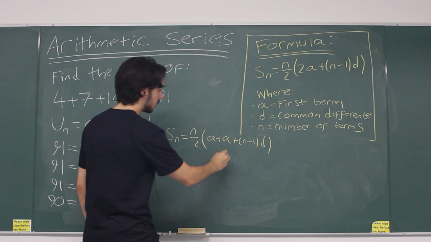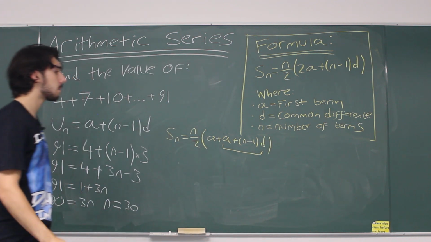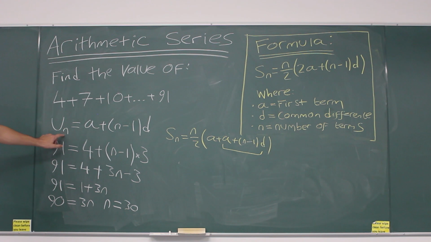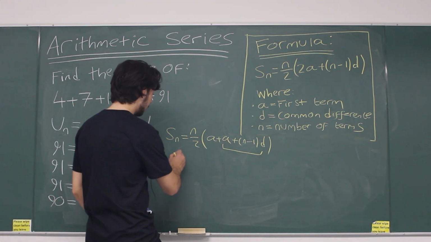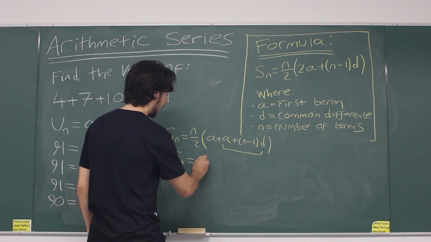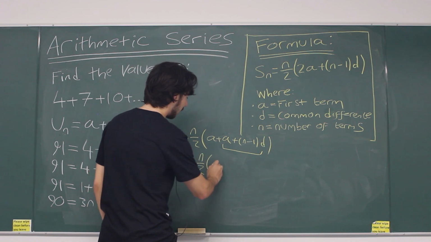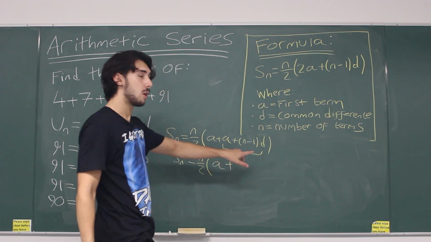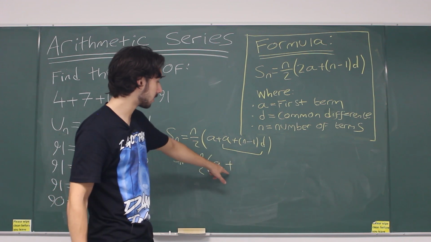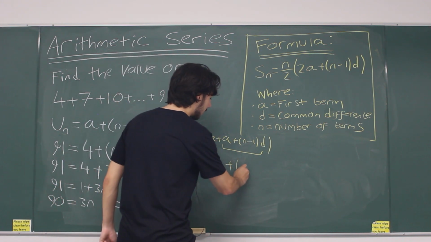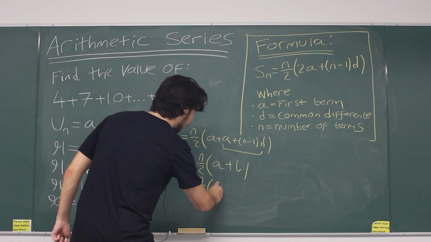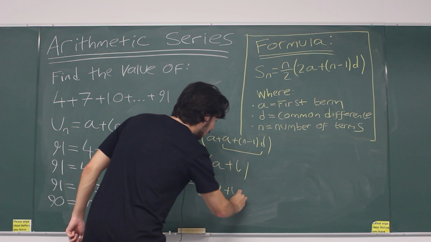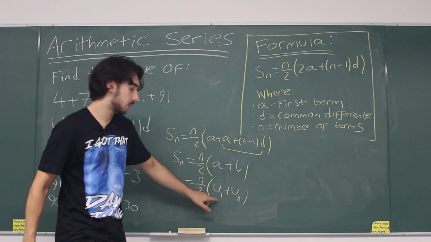Okay, but guys, this a plus n minus 1d is the nth term. So it's the last term of whatever we're trying to add up. So you can write Sn as n over 2 times a plus the last term. So the first term plus the last term, which some people write as L, and some people might write this formula as U1 plus Un. Again, it's just the first term plus the last term.